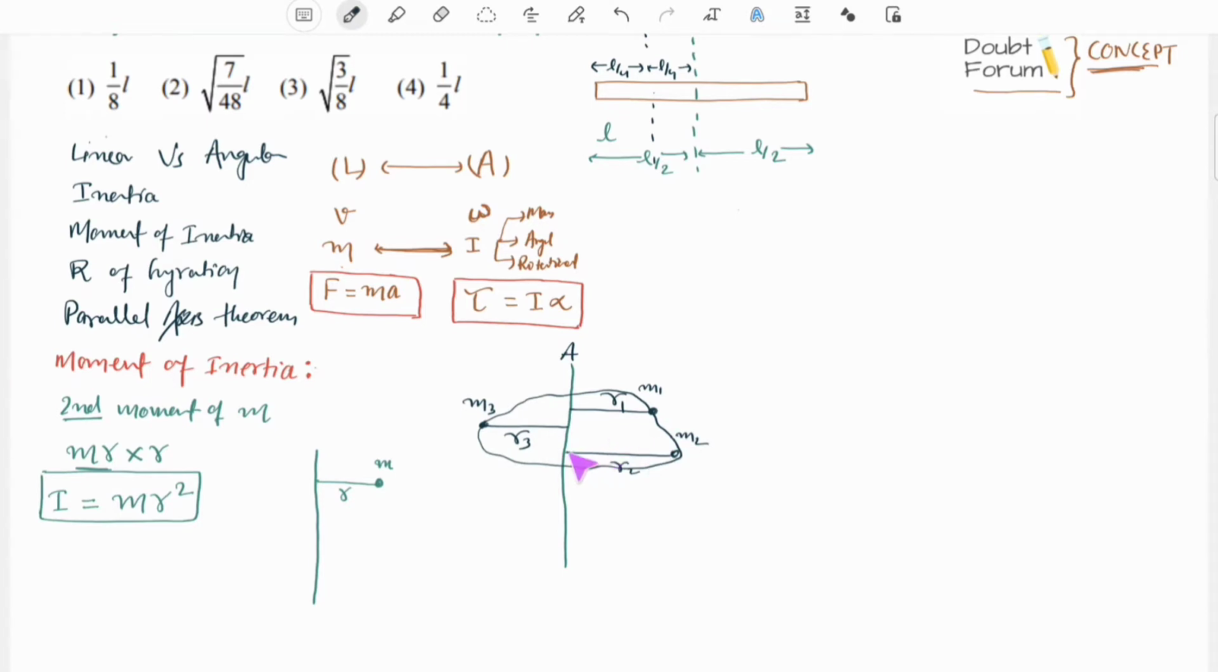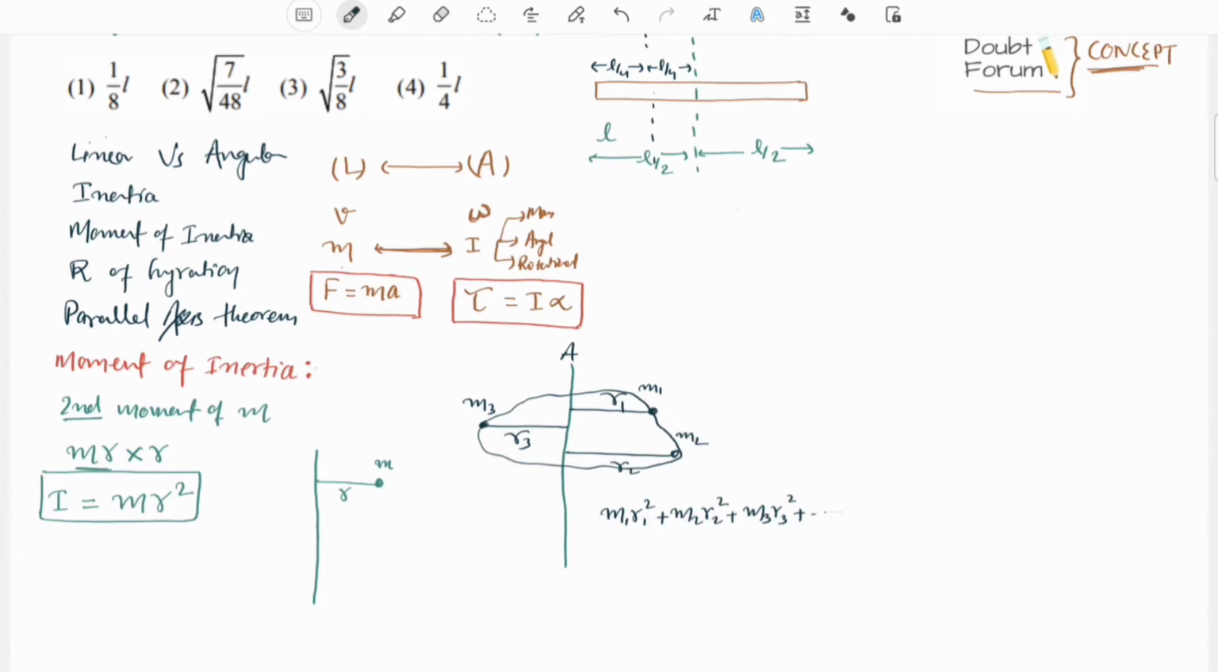So for m1, the moment of inertia would be m1r1 square. For m2, it would be m2r2 square. For particle 3, it would be m3r3 square. And this way we will continue to add up all the moments of inertia, and then only we would be able to calculate the total moment of inertia of this entire body.